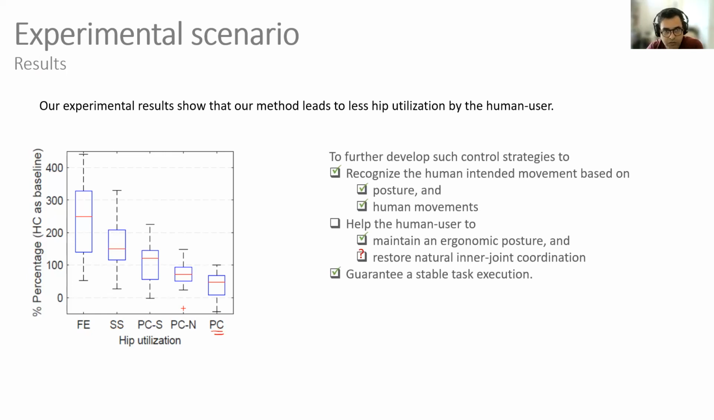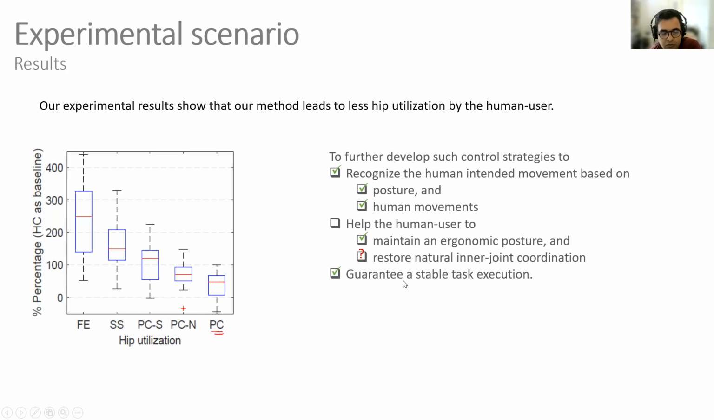So this summary is the first part. This controller manages to recognize the human intention from the posture and the movement. By this statistic here, I show that it helps to maintain your ergonomic posture, but this question of restoring the natural inner joint coordination, how this joint moves with the other one, is not really answered here. The stability, I'm not going to show it here.